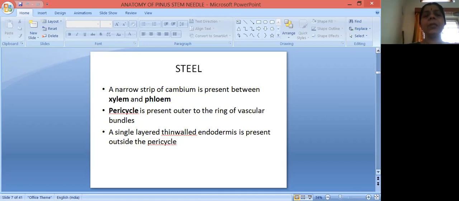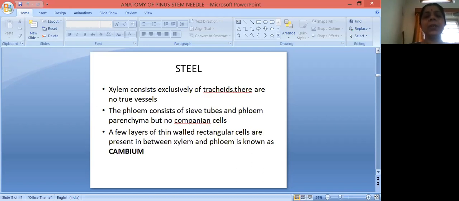Hence, the vascular bundles of Pinus are open type, collateral and conjoint. Conjoint means the vascular bundles are arranged in a ring, leaving some space. The space is filled with the medullary rays, and the presence of xylem and phloem on the same radial axis is known as collateral vascular bundles. Now, the xylem consists exclusively of tracheids. Here, coming to xylem and phloem.